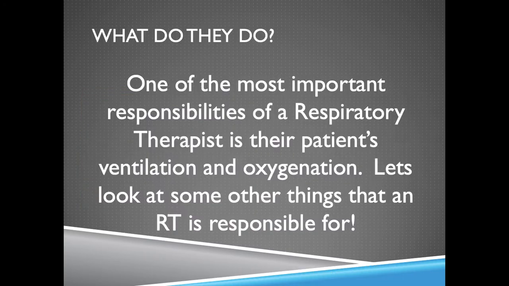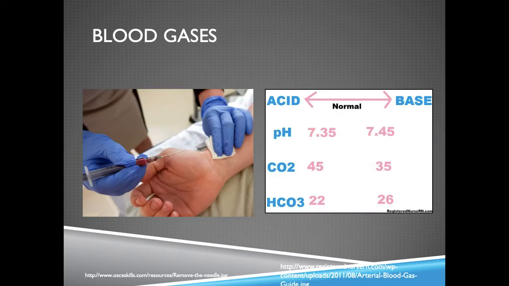So, roles of a respiratory therapist. What do they do? Responsible for blood gases. We have this acid-base balance that the body is consistently working to stay within. The body has an incredible compensatory mechanism that allows it to stay within this pH range of 7.35 to 7.45. It's constantly compensating to try to keep it in that sweet spot.